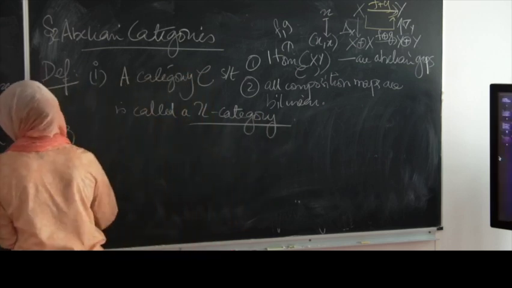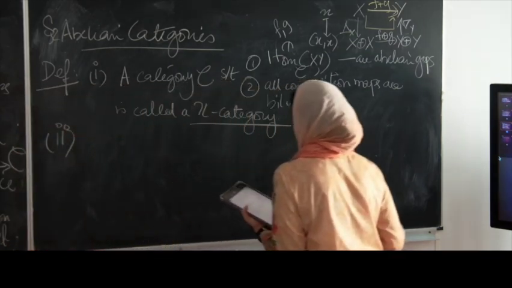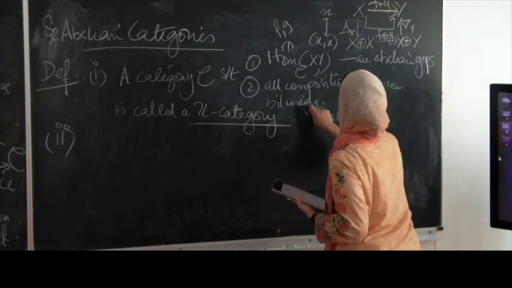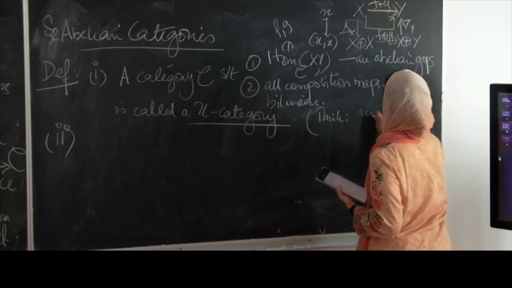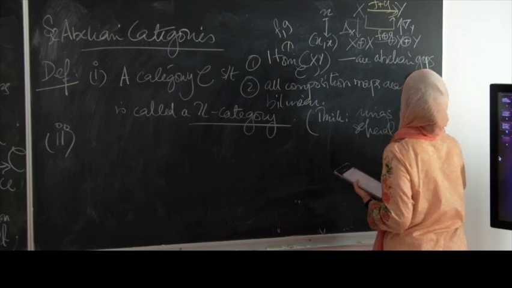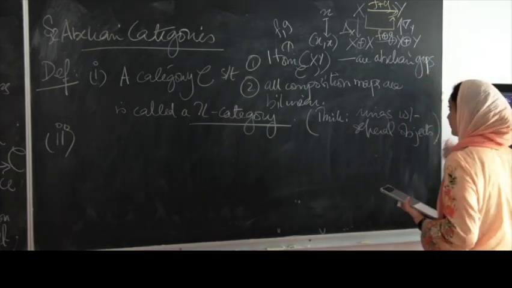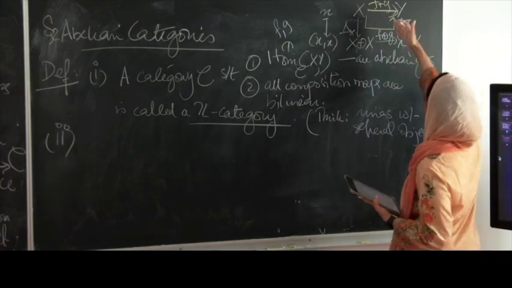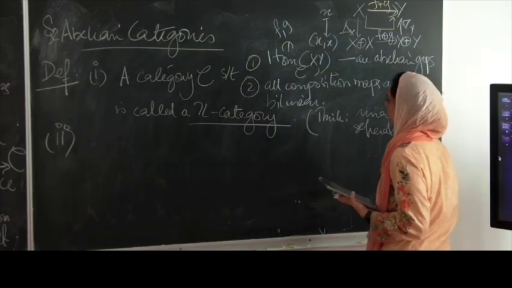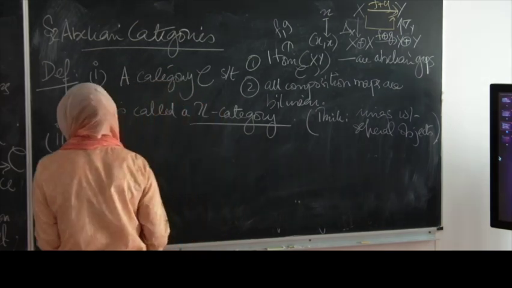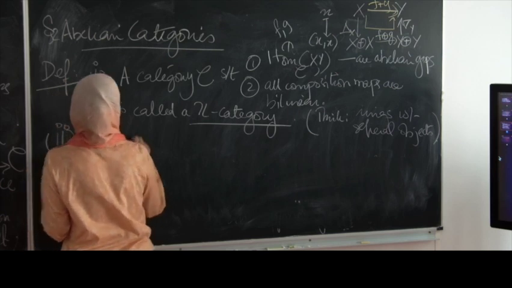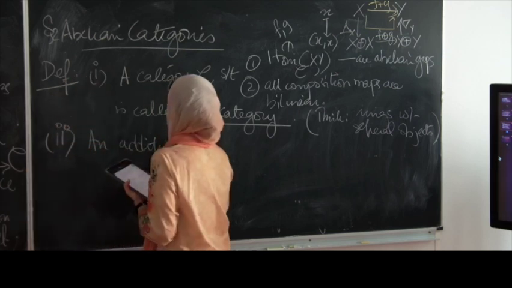So the next thing is, a Z category, you should think of as rings with several objects. You see there's a way to define addition, and there were compositions that were already there. So you can think of them as rings with many, with several objects, and to an additive category.